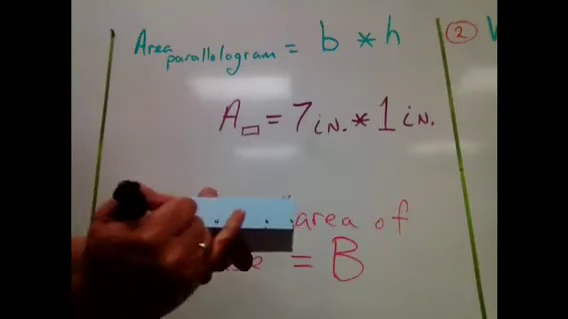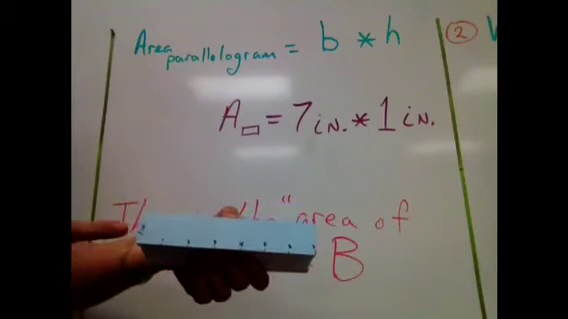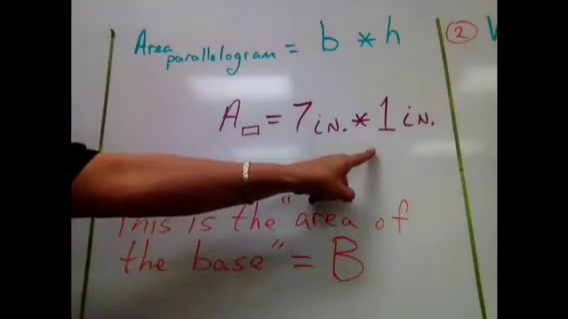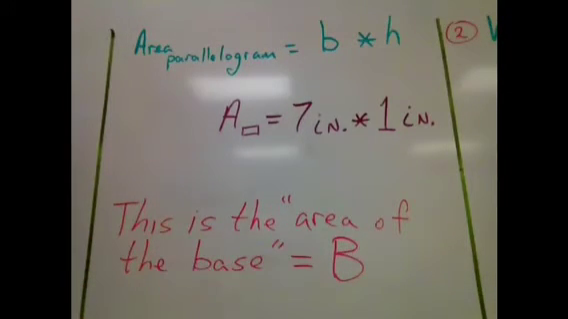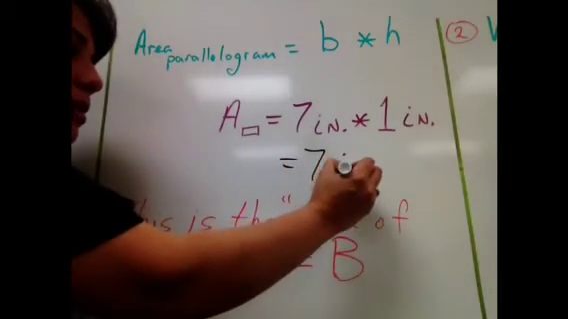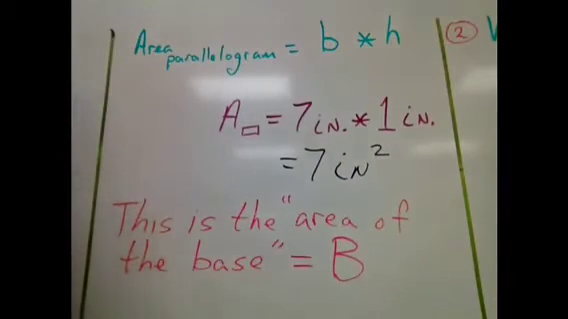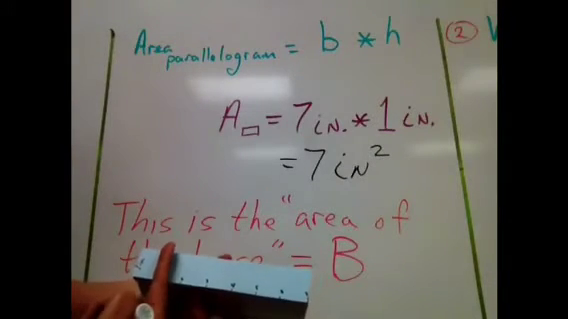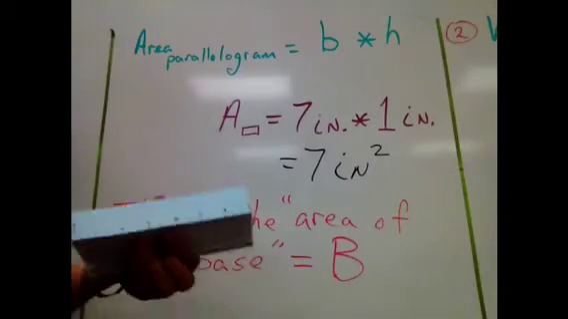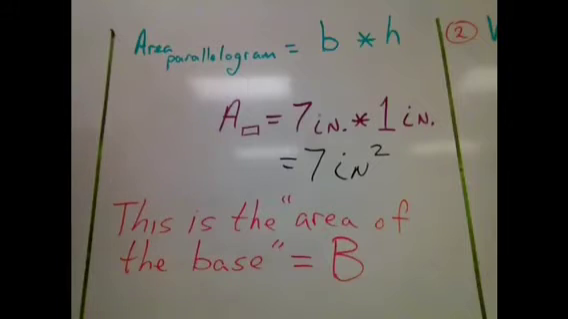So we're going to have the base, which is 7 inches this way, times the height. So we have 7 times 1, and 7 times 1 is equal to 7. But our area means that we're going to put inches to the second power, inches squared. So that's 7 inches squared. All right? That quite literally means that we would be able to make 7 little inch pieces all the way down, right? 7 inches squared, 7 squares we would have there. This is called the area of the base.